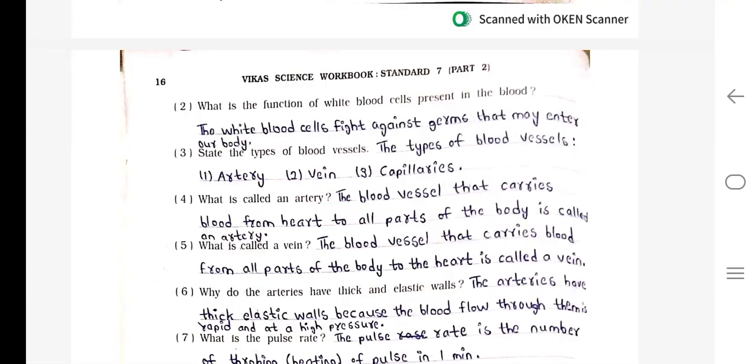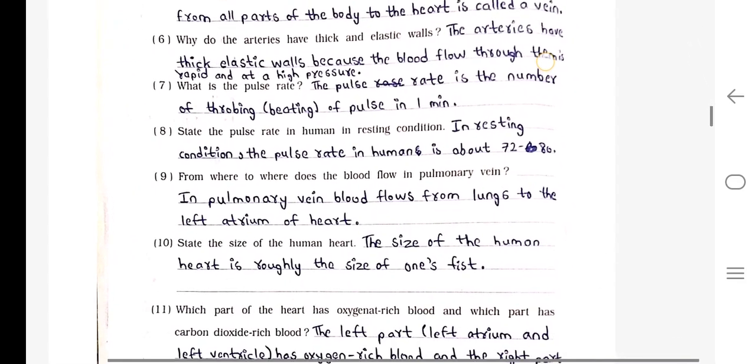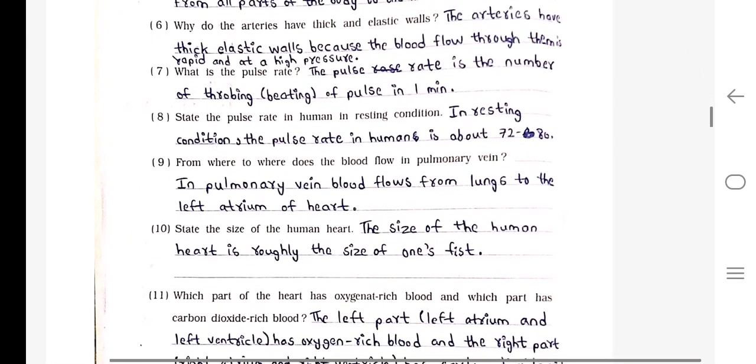Number 6. Why do the arteries have thick and elastic walls? The arteries have thick elastic walls because the blood flows through them rapidly and at high pressure. Number 7. What is the pulse rate? Answer. The pulse rate is the number of throbbing beats of the pulse in 1 minute.